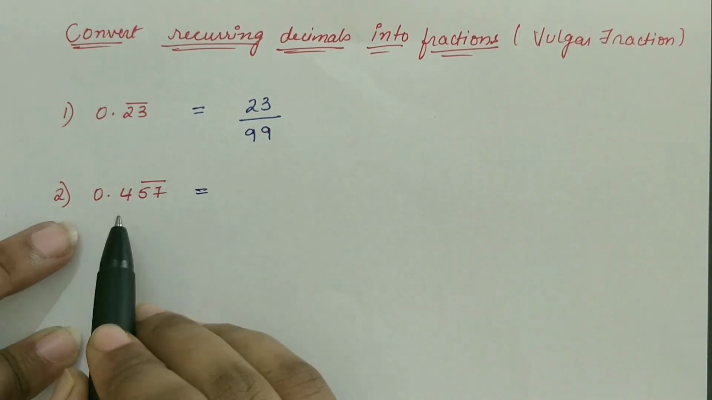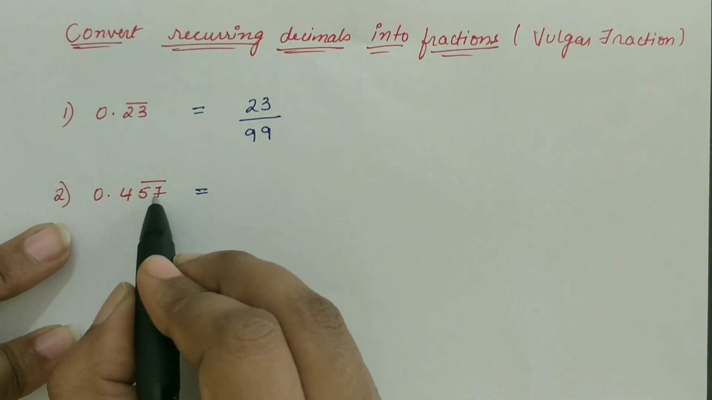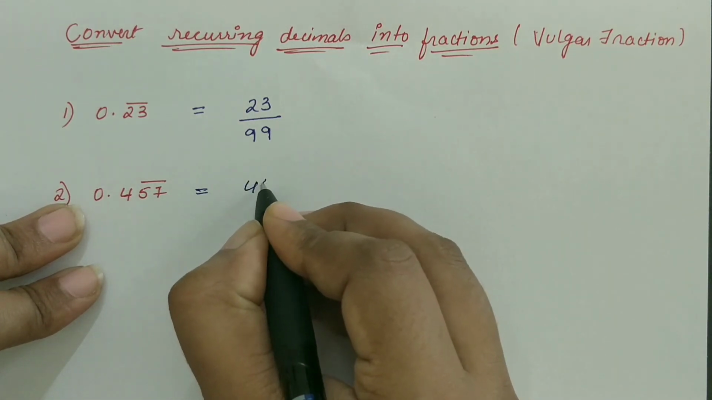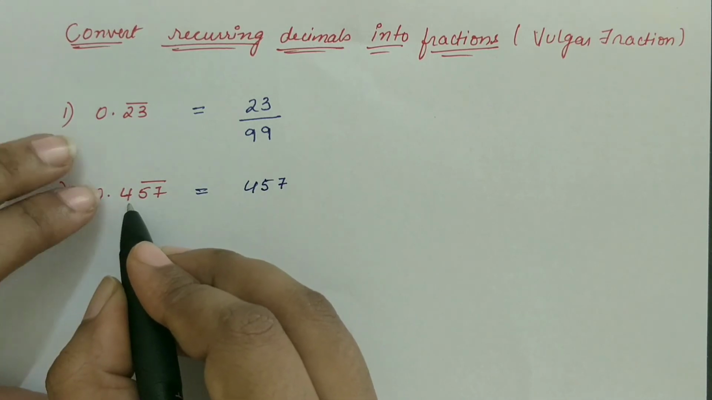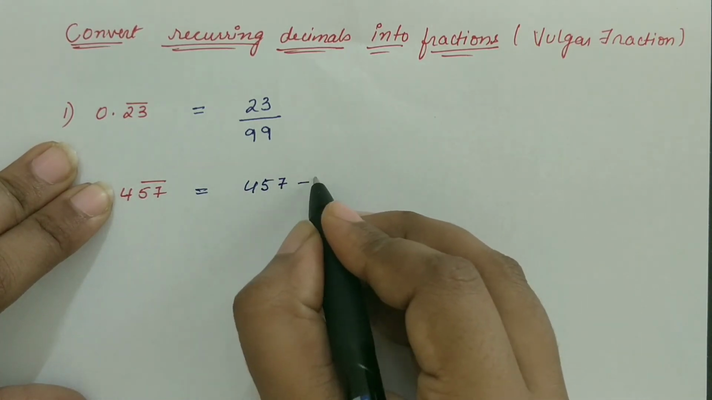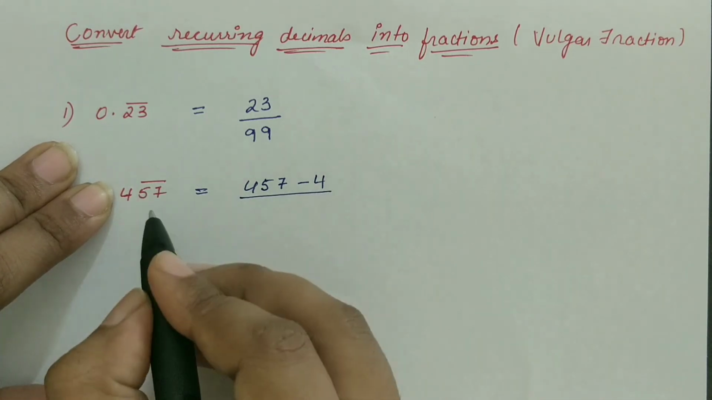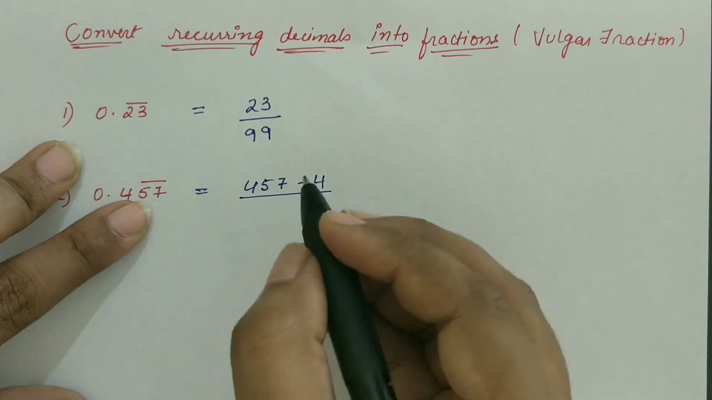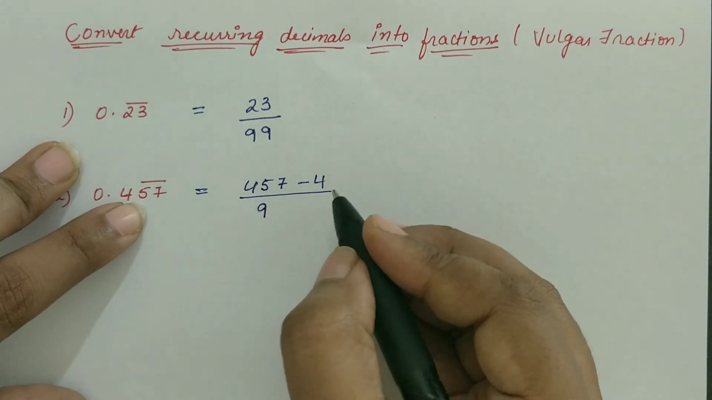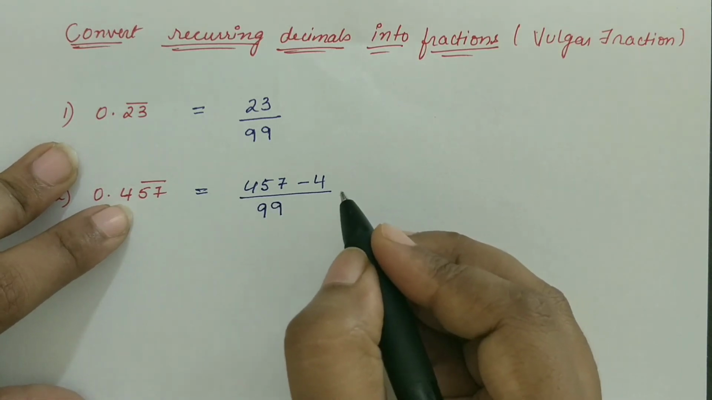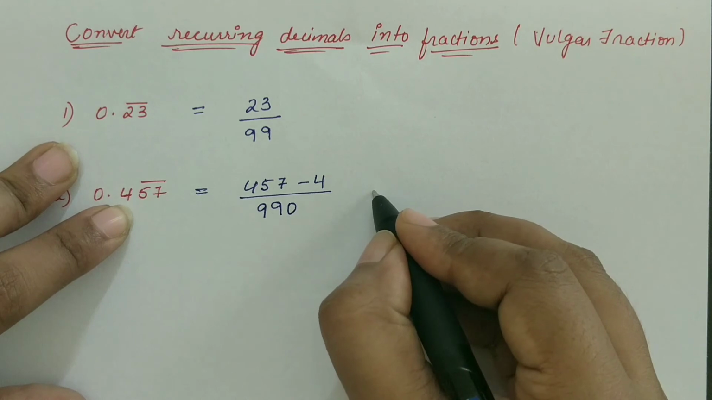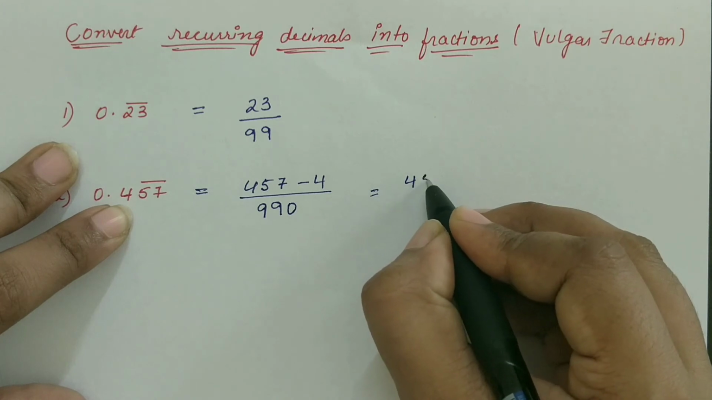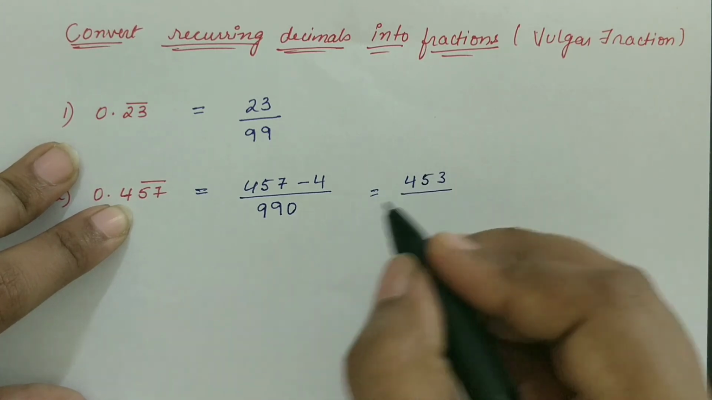Second one, in this problem, 5 and 7 are repeating and 4 is not repeating. To solve this, write the decimal part 457. 4 is not repeating, so write minus 4. In the denominator, for every repeating digit, put 9 and for a non-repeating digit, put 0. 7 is repeating, so 9. 5 is repeating, 9. 4 is not repeating, so put 0. This is equal to 457 minus 4 equal to 453 divided by 990.